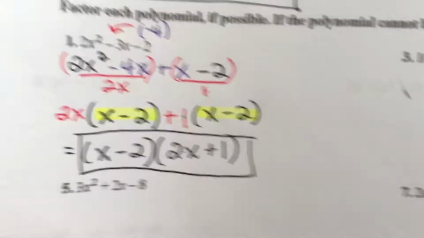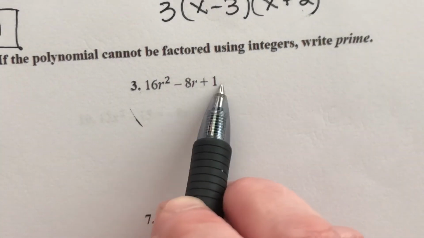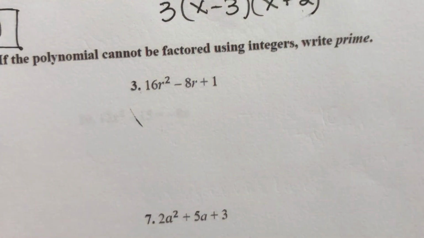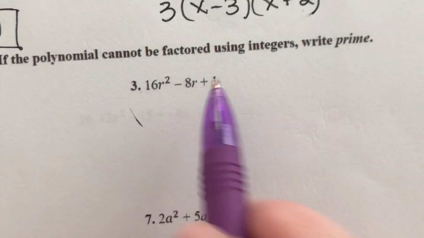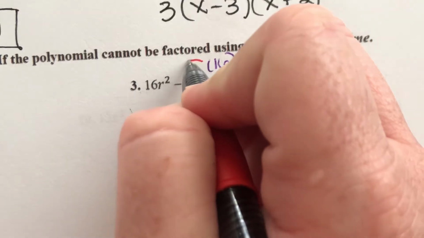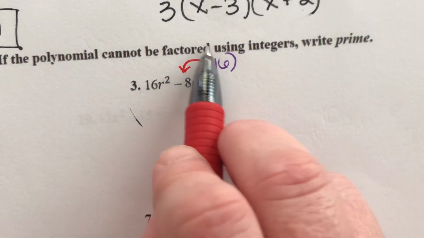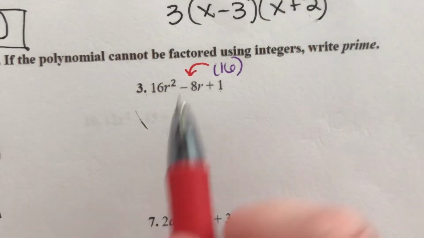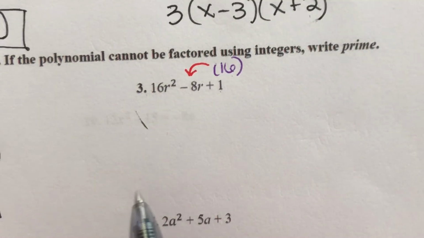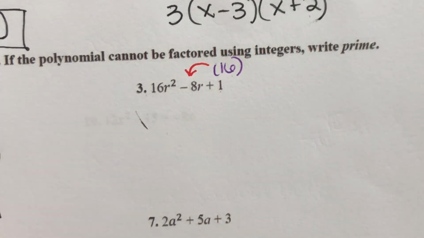Not terrible, right? The more we do it, hopefully you'll catch on to the pattern. Okay, there's nothing I can divide all of these terms by, so I'm going to multiply first times the last. 16 times 1 is 16. And I want to find all the factors of 16 that add up to negative 8. So when this number is positive, but the sum is negative, that tells me both of the numbers I'm looking for have to be negative, because a negative times a negative equals a positive number.